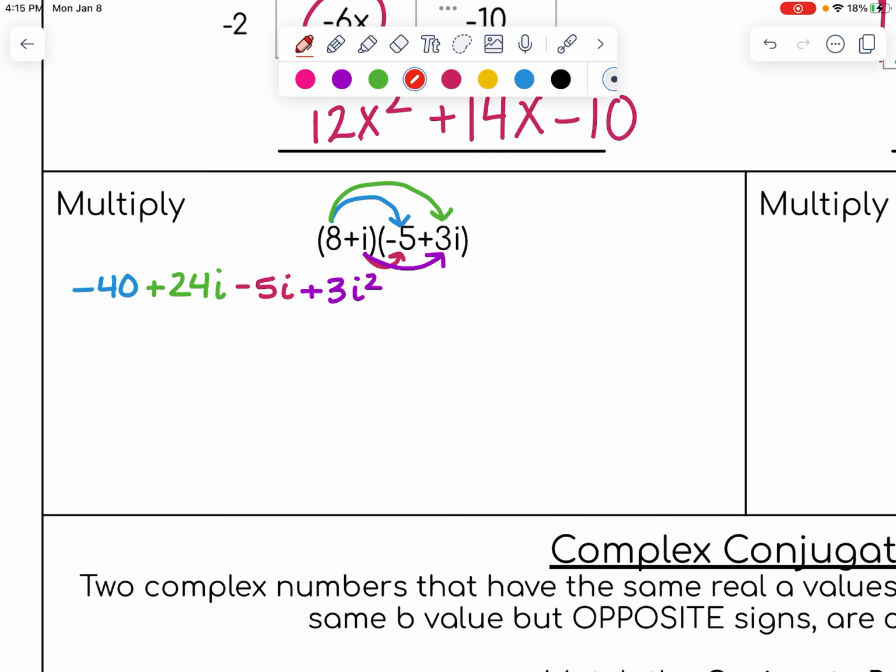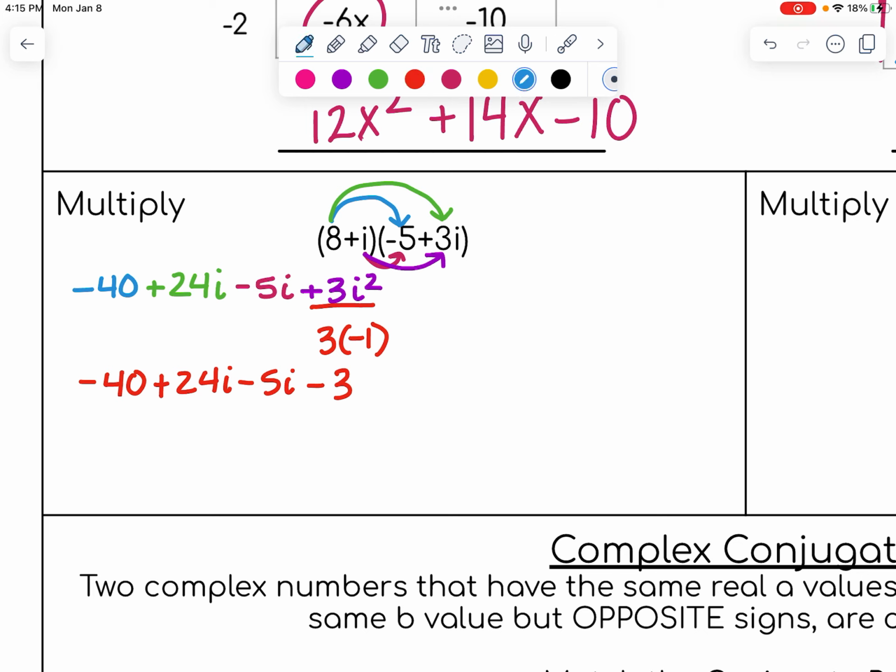After we FOIL, now we're going to simplify. The first thing I'll simplify is the 3i squared. This becomes 3 times negative 1 since it's 3 times i squared. And so really what we get here is negative 3. Then I can bring everything else down and I'll be ready to combine like terms.